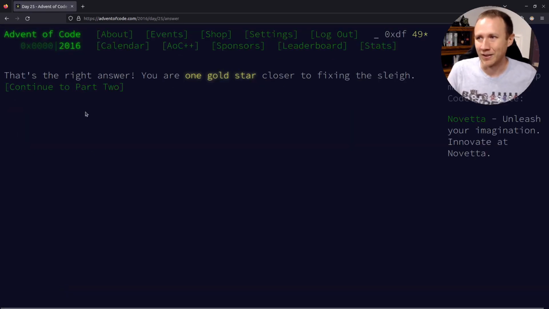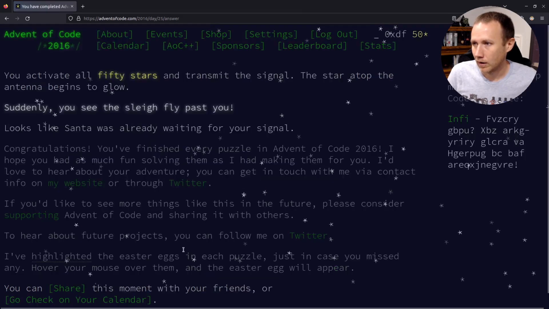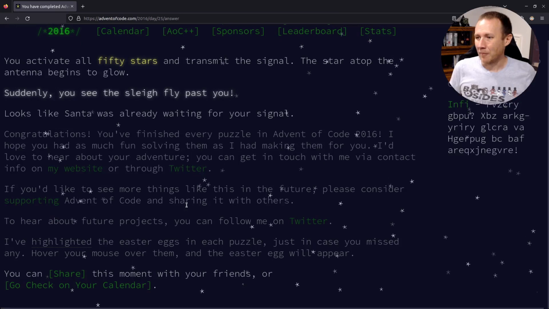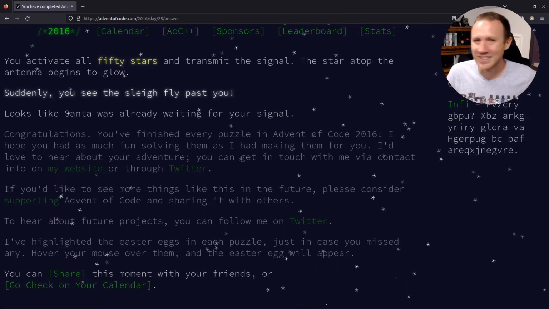We got the answer. Continue to part 2. Basically now once you've got stars and solid 10, only 49 to go, you have enough stars to transmit the signal, and we get our 50th star. So cool. That was Advent of Code 2016.